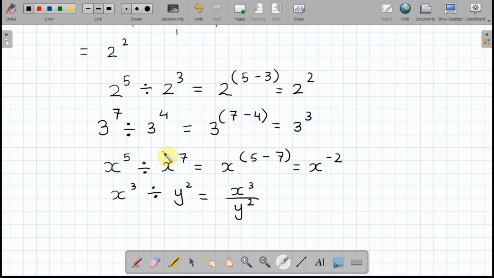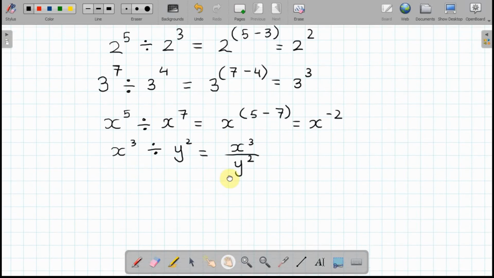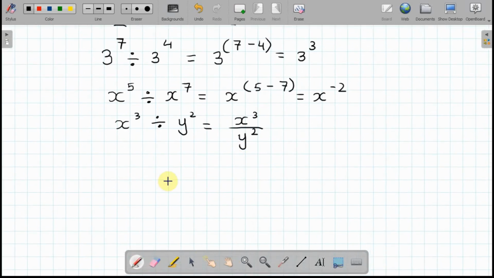Now we're going to look at some special cases, and then we'll look at the power 0, negative indices, and fractional indices. So before we look at the power 0, just quickly, we're looking at brackets.